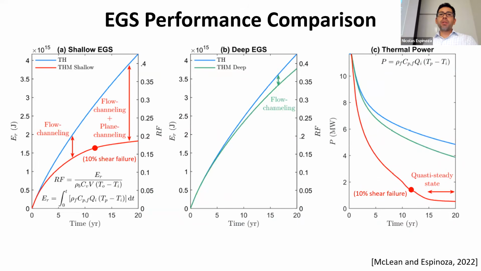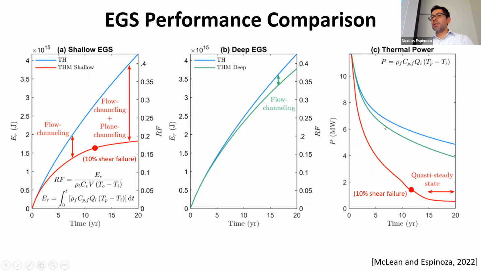This is a comparison between the shallow and the deep EGS performance. If we have flow channeling and plane channeling, the amount of energy produced here on the y-axis is going to be a lot less than what we compare with stiff fractures and no geomechanics. In this case, our deep system is performing a lot better than the shallow one because the fractures are more compliant in the shallow case.